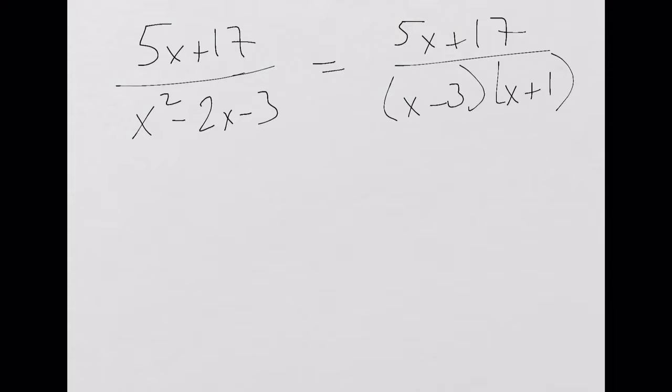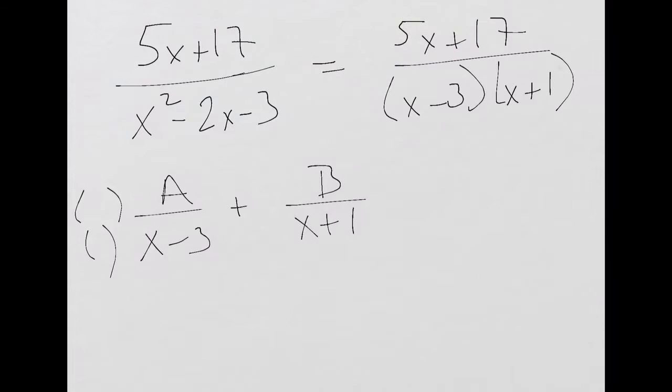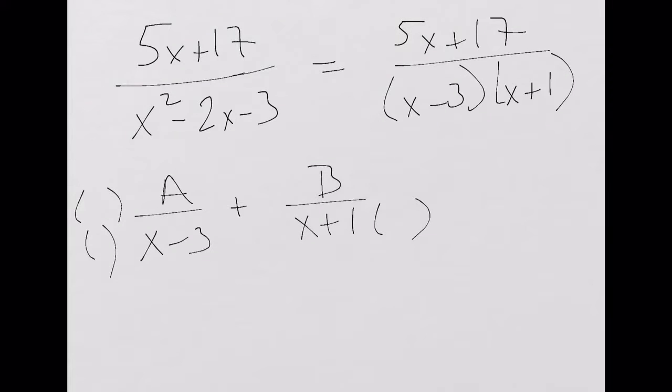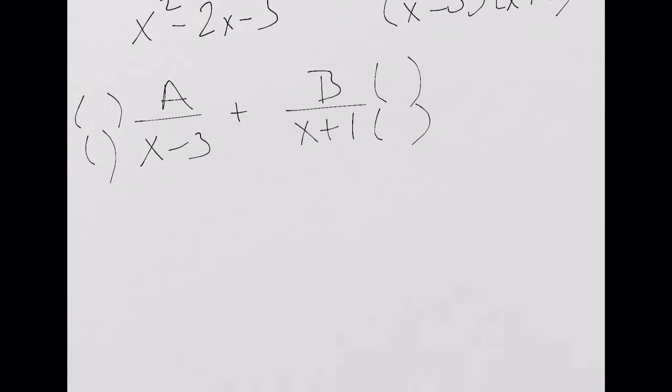And that means at one point in time, possibly, that these were two separate fractions. Right? I just don't know what their tops are. So I know if I were to get a common denominator, I would multiply this side top and bottom by x plus 1 and this side top and bottom by x minus 3. So that's what we're going to do.